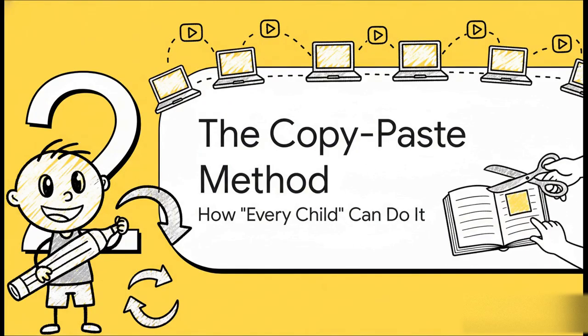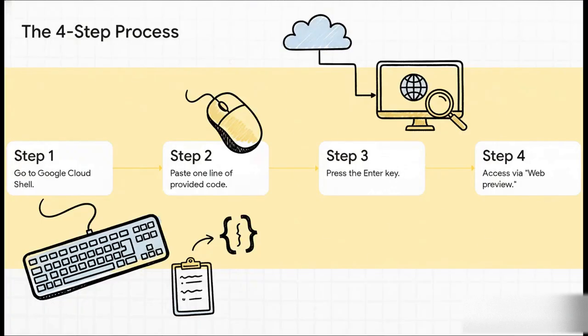All right, so how do you actually get your hands on this incredible machine? Well, according to the video, it's so easy, and I'm quoting here, that every child will be able to create this. That's a pretty bold statement. Let's break down exactly how they say you can do it. And this is where it gets kind of wild. The whole thing is just 4 steps. You go to Google Cloud Shell, you paste one line of code that they give you, you hit enter, and then you access it through the web preview. That's it. You don't need to be some coding genius or a systems admin. If you can copy and paste, you're supposedly good to go.